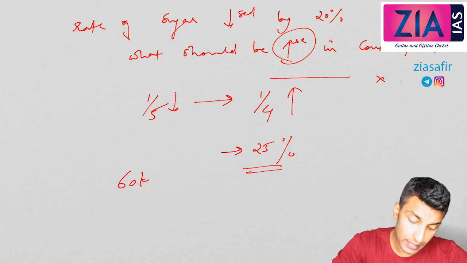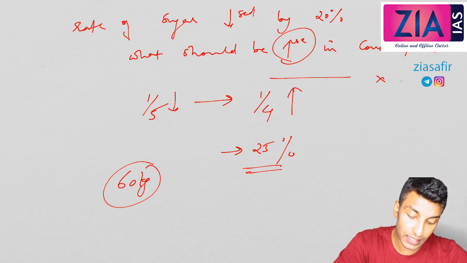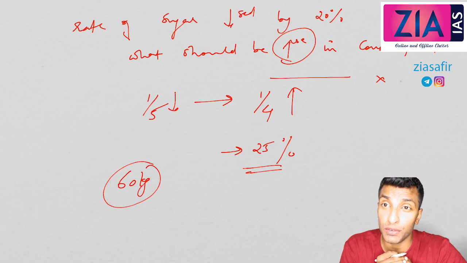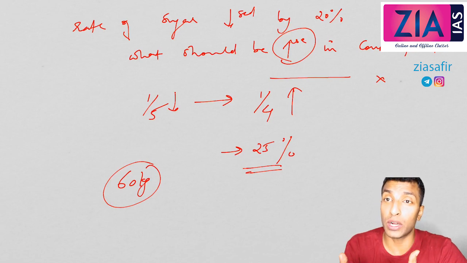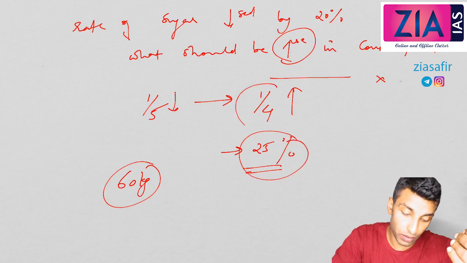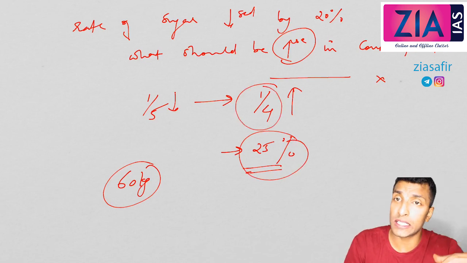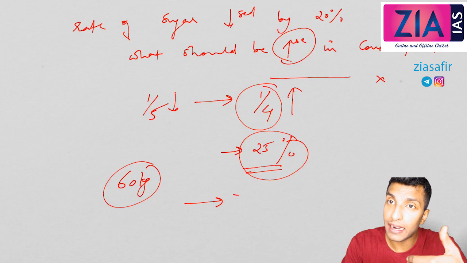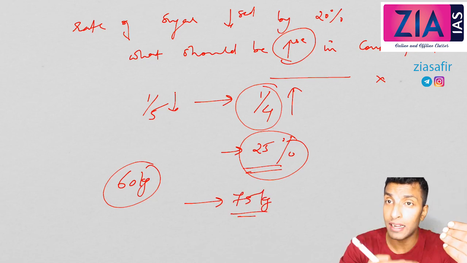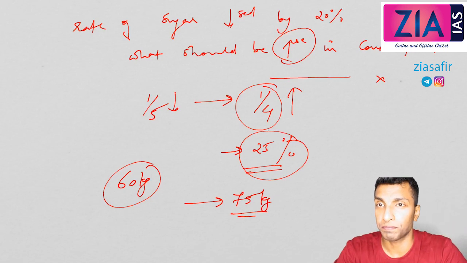Okay, so if somebody is saying 60 kilogram was the initial consumption, one more line is there. Suppose initially the consumption was 60 kilogram. Now what is the new consumption? I have told you 25% increase will be there. So what is 25% of 60? That is 15. Okay, 1 by 4 of 60 is 15. Add that 15, so new consumption will be 75 kg. Since the rate is reduced, you increase the consumption.